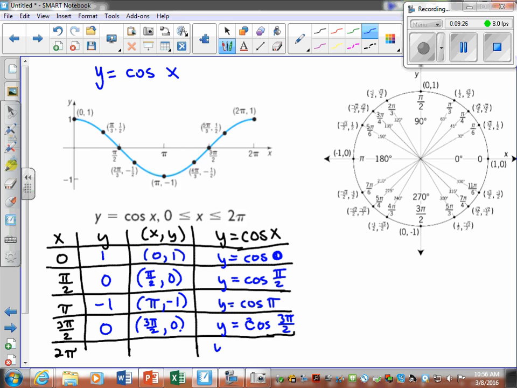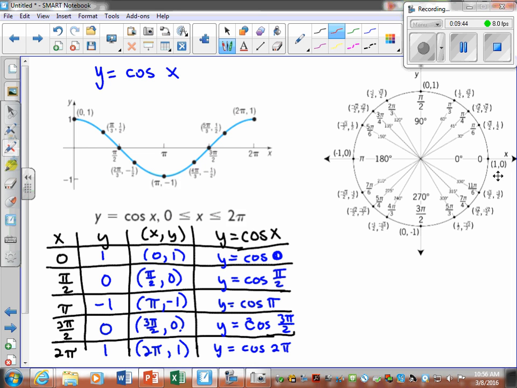And our last one is when we evaluate the cosine of 2 pi. Which 2 pi puts us back over here at 0. And the cosine at that value is just going to be 1. So the ordered pair 2 pi comma 1.